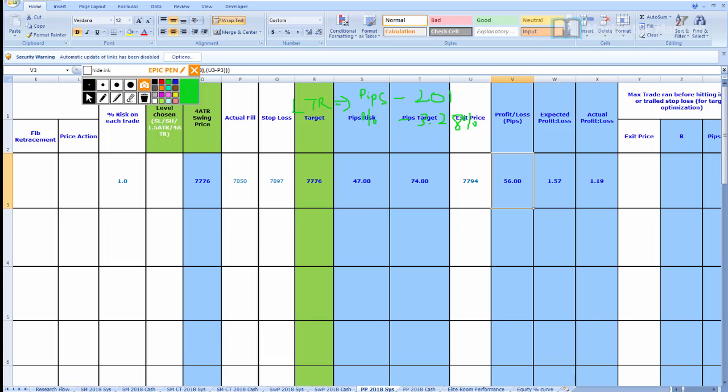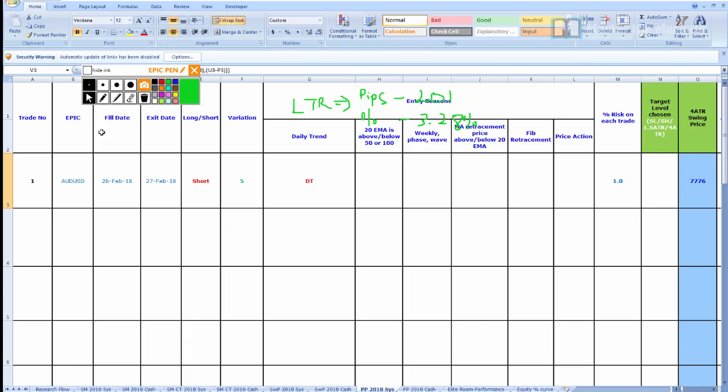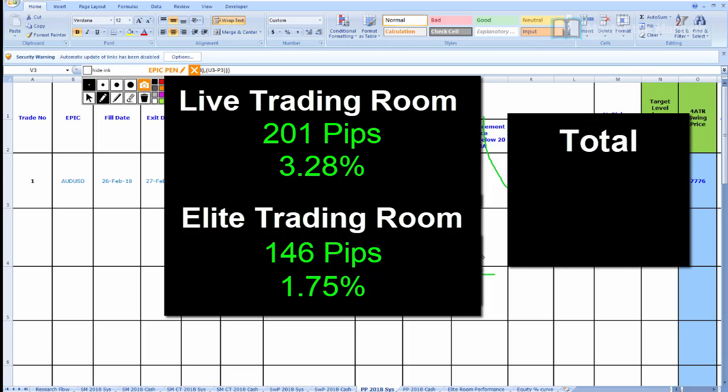Now, adding all that up, traders, let me put all that together for you. In the elite room, we are 146 pips up. In terms of pips, we are positive for the year. And in terms of percentage, we are up 1.57%, just a little bit behind the LTR. Now, total altogether in our two rooms for our trading floor, we are up 347 pips this year, and up 4.85% in terms of percentage.